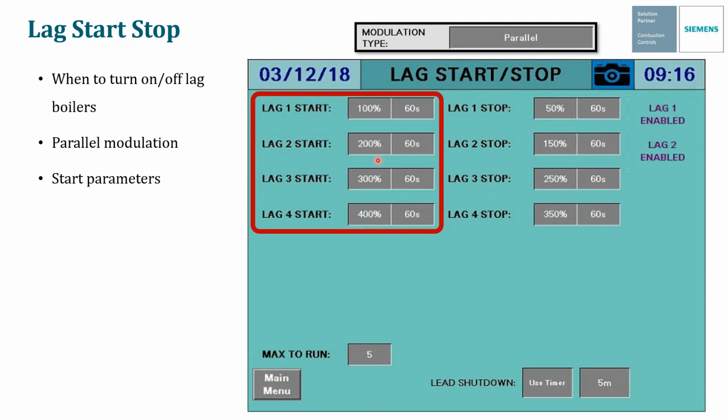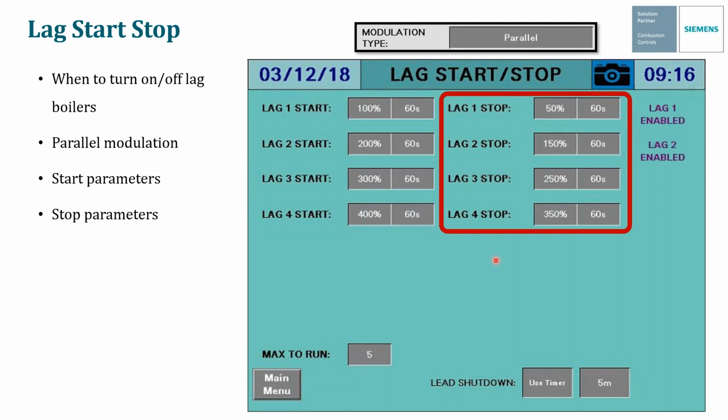Some systems like to be set up where you turn all the boilers on at low fire first, and then they all modulate together. In that instance, maybe in lag 1, you'd have 30% firing rate, and then 60% demand here, and that would mean that both the lead boiler and the lag 1 boiler were at 30% each for 60 seconds, and then you turn on the lag 2 or the third boiler. So it's totally up to you how you want to set these numbers up, but basically determining when each lag boiler is going to be turned on.